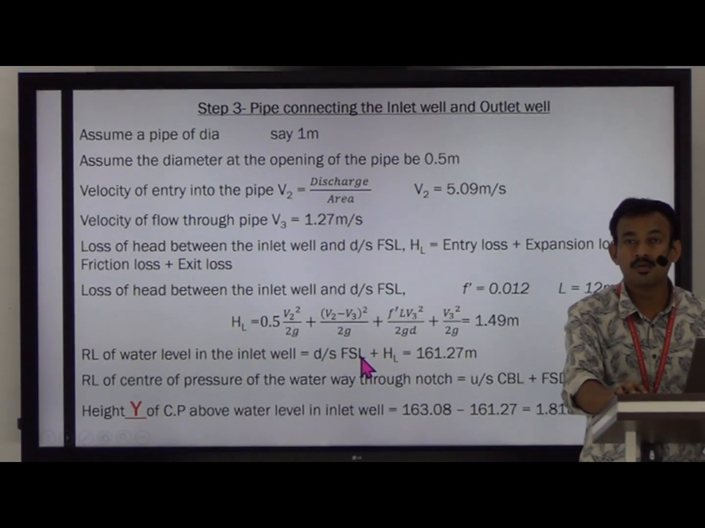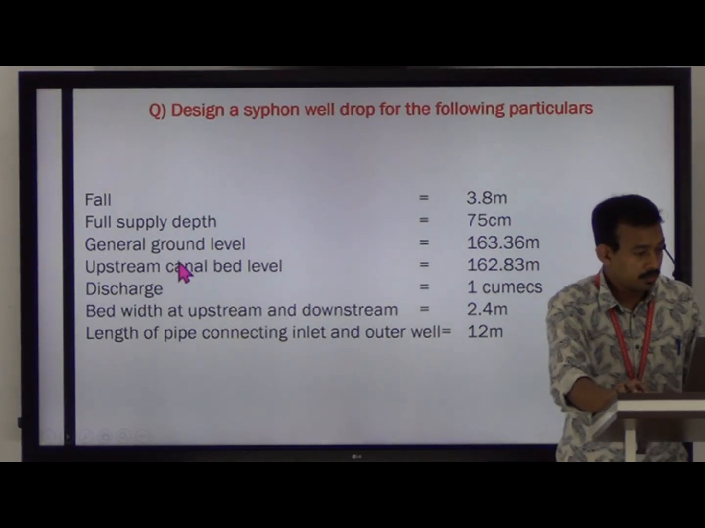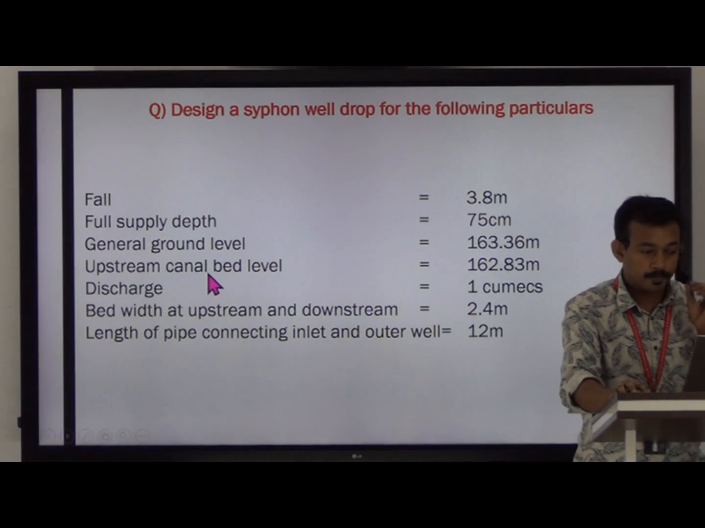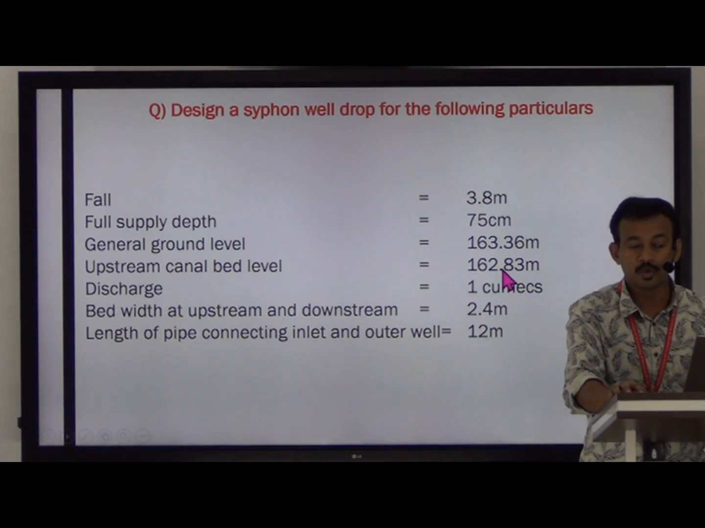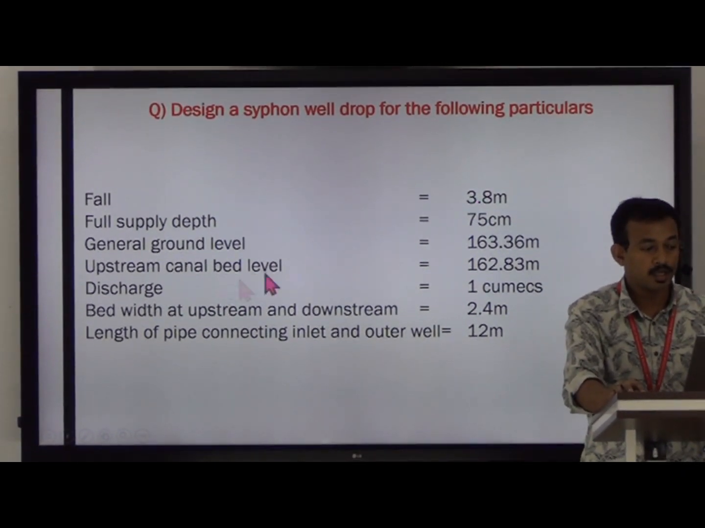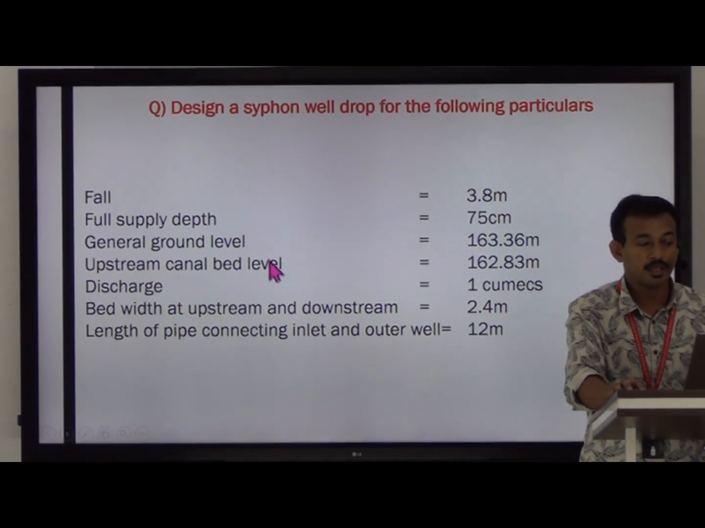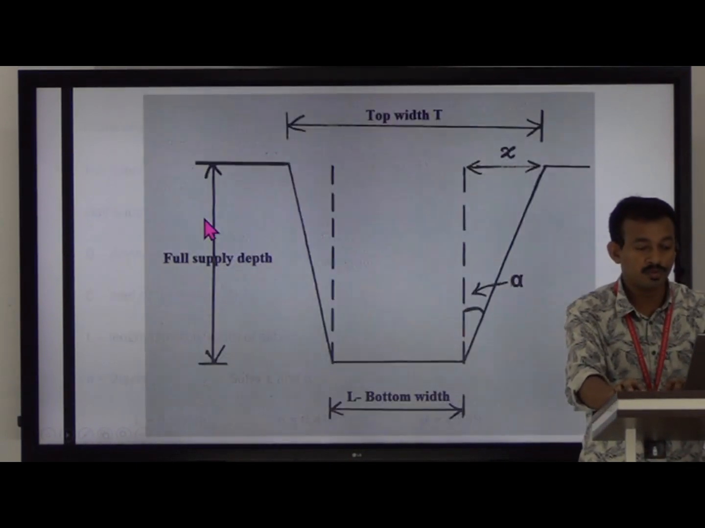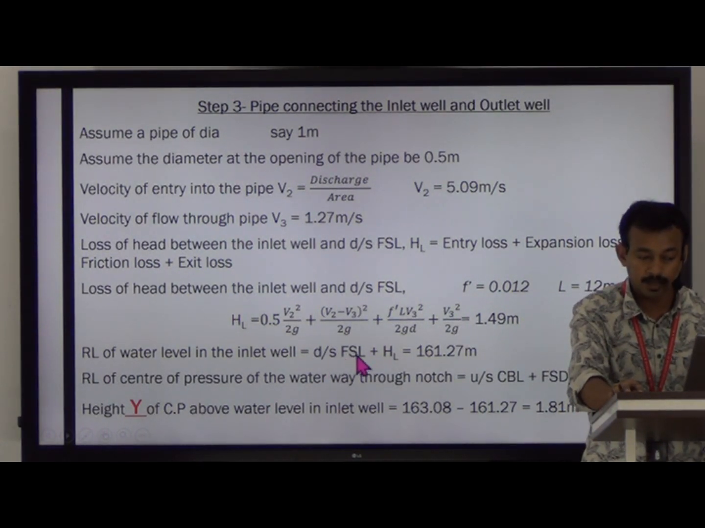In order to calculate downstream full supply level, let's go back to our question. See, the upstream canal bed level is given to you, that is 162.83. From this upstream canal bed level, if you subtract the fall height, you will get the downstream canal bed level. The downstream canal bed level plus the full supply depth will give you the downstream full supply level. Thus you can calculate the downstream full supply level, and the head loss value is known to you, that is 1.49.